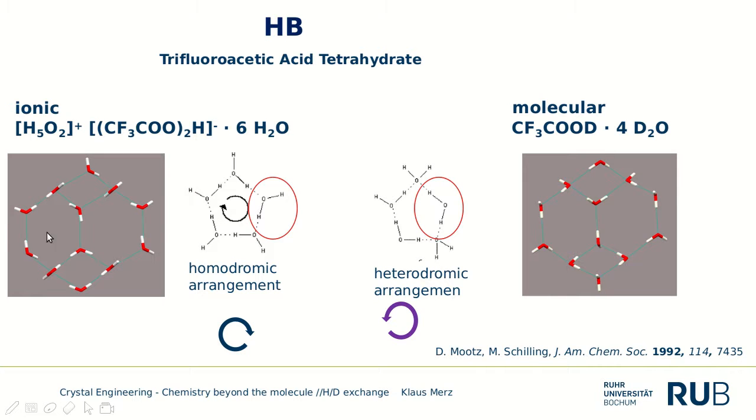Now, once again, have a look at the two pictures. In this case, all these cages, these rings, have a homodromic arrangement. And in this case, you see both: here homodromic, and here heterodromic. Nice examples of how you can modify, switch, the molecular aggregation in the solid state, only by switching from water to deuterated water.